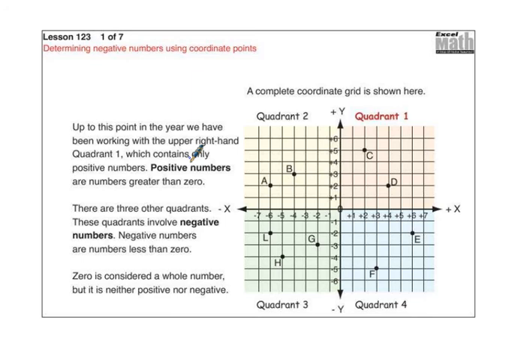Up to this point in the year, we have been working in the upper right quadrant, quadrant number 1. That's right here. It's the only place that we've been putting points, which contains only positive numbers. Positive numbers are greater than 0. So we have positive 1, 2, 3, 4, 5, 6, only positive numbers for that quadrant. There are 3 other quadrants. These quadrants involve negative numbers. Negative numbers are numbers less than 0. 0 is considered a whole number, but is neither positive nor negative.